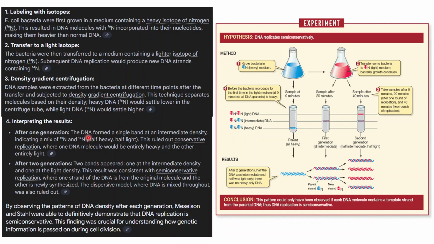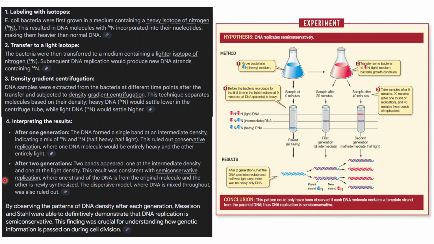Interpreting the result: after one generation, the DNA formed a single band at an intermediate density, indicating the mix of the 15N and 14N, heavy and light, half heavy, half light. This ruled out the conservative replication, where one DNA molecule would be entirely heavy and the other entirely light. After two generations, two bands separated.